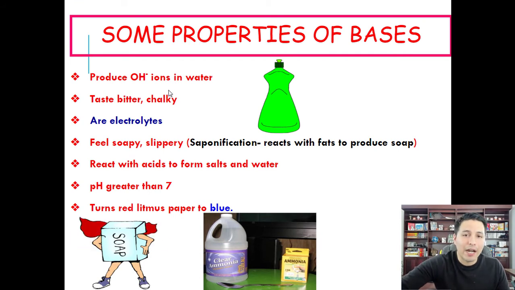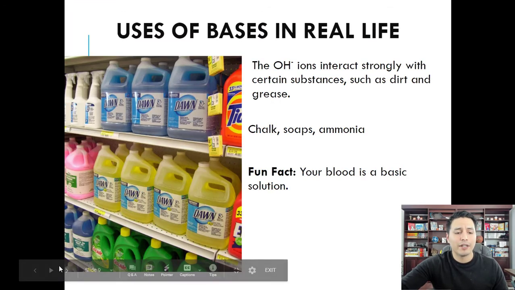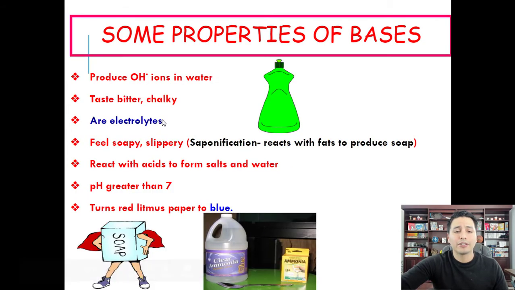So here's some properties of bases. Bases produce OH ions when dissolved in water. They taste bitter and are chalky. They are also able to produce electrolytes, which, again, what did electrolytes mean? Well, hopefully you said electrolytes are simply forming ions when dissolved in water. So bases are also going to feel slippery and soapy.